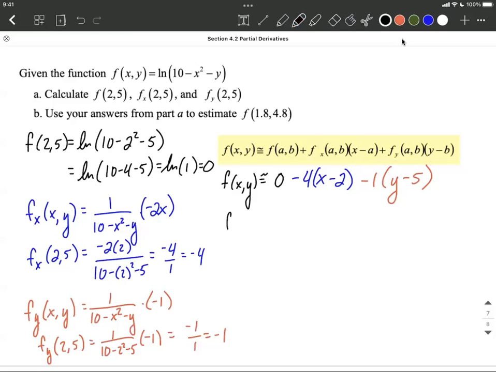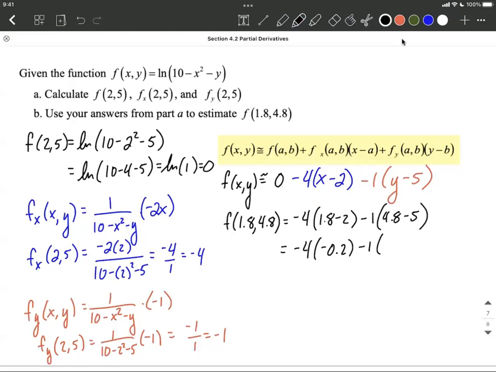So this is the formula that will give us an estimation. To finish this up, all we need to do is evaluate this estimation formula at 1.8, 4.8. So I'm going to skip the 0 minus and go straight to negative 4. 1.8 gets filled in for our x, minus 1, and then 4.8 gets filled in for our y. A little bit of algebra and we'll have our estimation. So negative 4. 1.8 minus 2 is negative 0.2. Minus 1. 4.8 minus 5 is again negative 0.2.